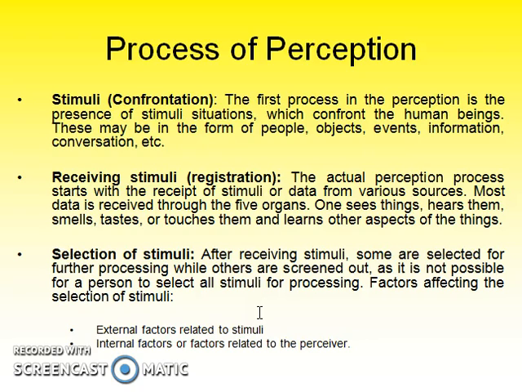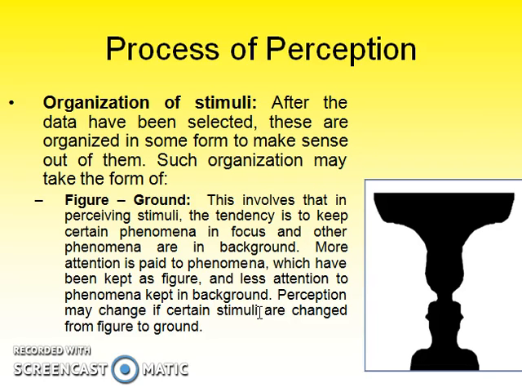After that, selection of stimuli is there. After receiving the stimuli, some are selected for further processing while others are screened out, as it is not possible for a person to select all stimuli for processing. Factors affecting the selection of stimuli are external factors related to stimuli, and internal factors, or factors related to the perceiver.